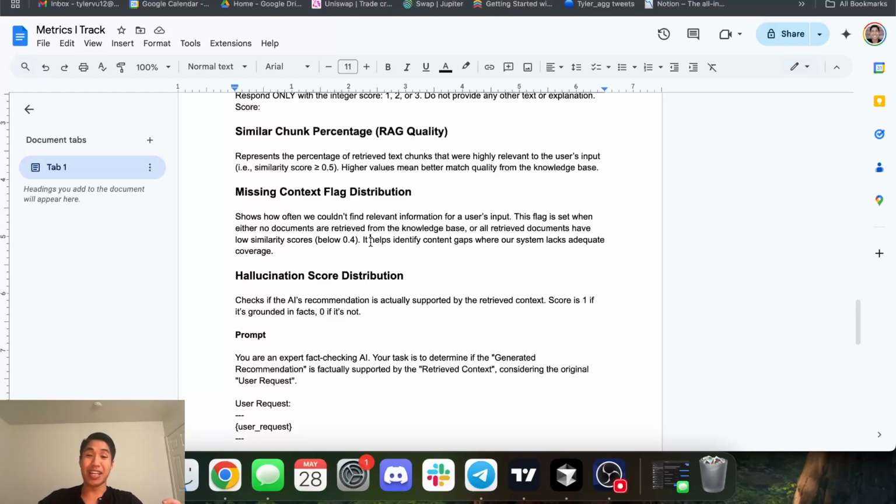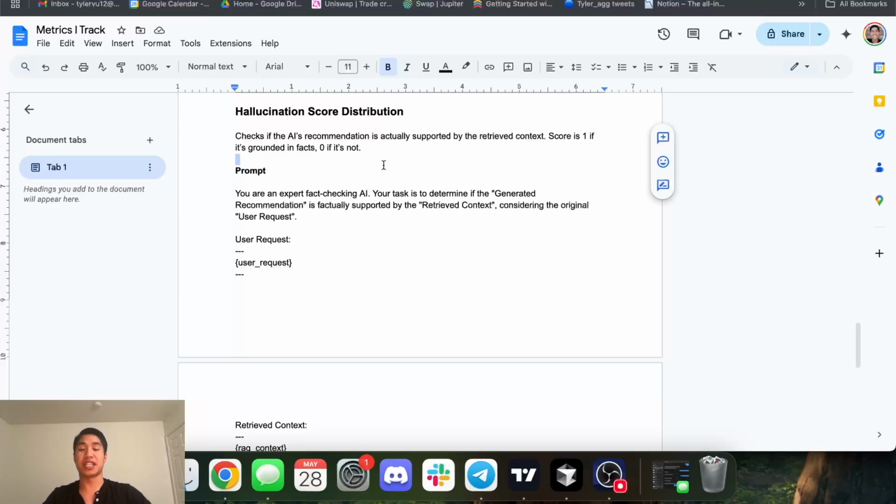Okay. The main goal I use these evaluation metrics for is to identify content gaps in our knowledge base, areas where we're lacking coverage, so we can add that in and fill those holes for future user requests. Okay. So the last metric I like to check is the hallucination score.